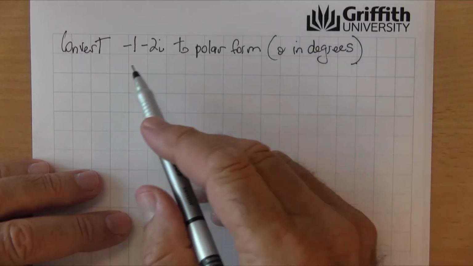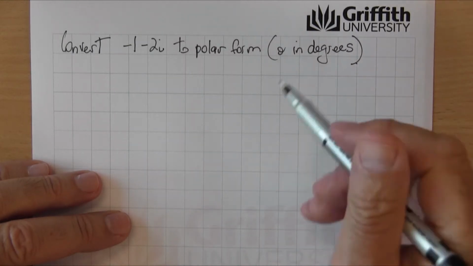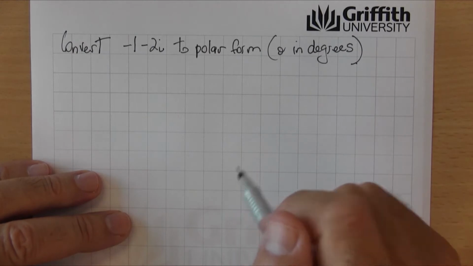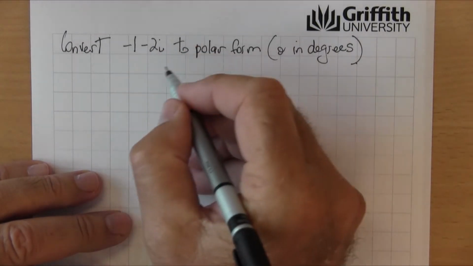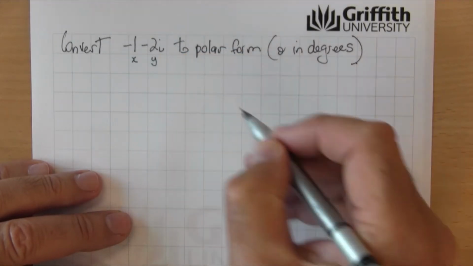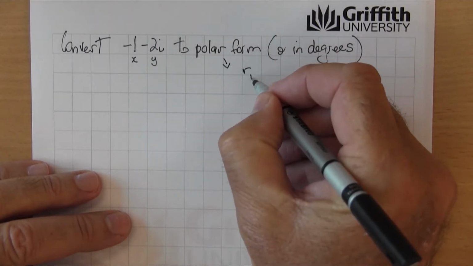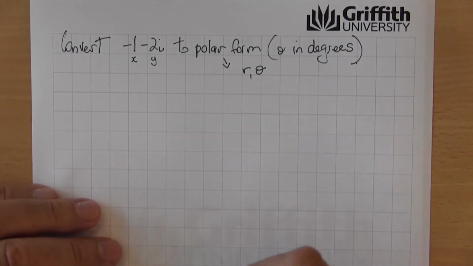Alright, we're going to look at another example here of converting Cartesian form to polar form, and this time theta is going to be in degrees. We want theta as an answer in degrees. So we've got Cartesian form here, and this is my x, this is my y, and polar form, as you can recall, is r and theta, and this time we want theta in degrees.